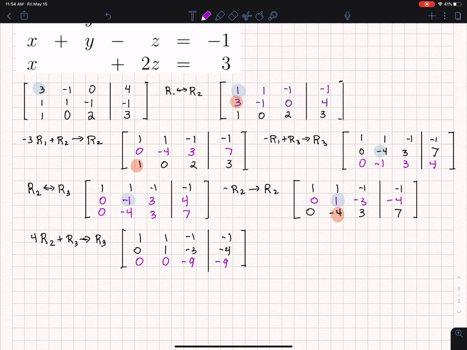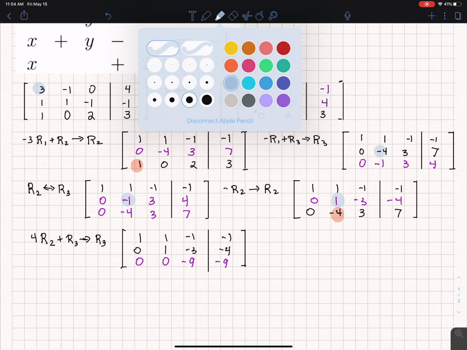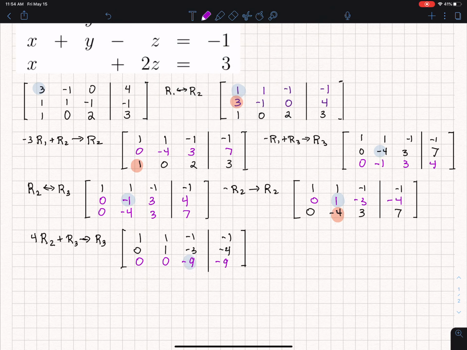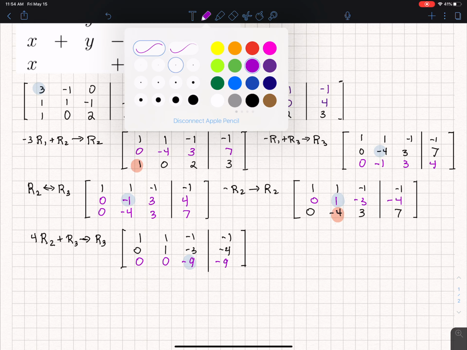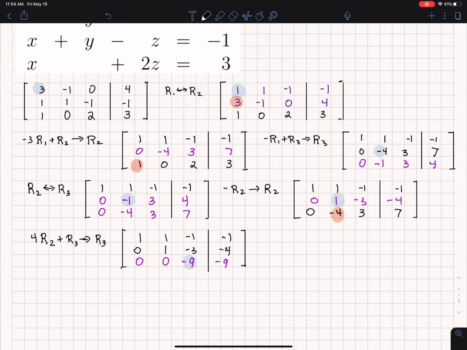So I'm moving ahead here. And so what I see is that on the second row, the first non-zero entry is a 1, and it's to the right of the lead entry above. And I have 0 below that lead entry on the second row. Now I go to the third row, and I want this -9 to be a 1. So this time I'm going to just go ahead and divide by -9.